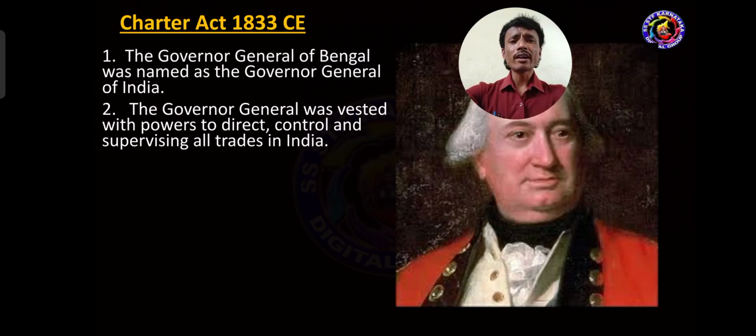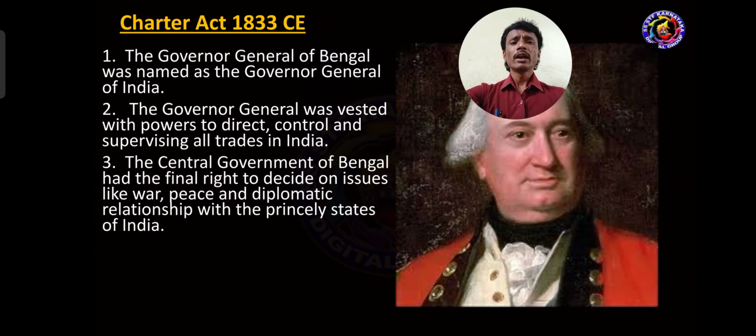It means to direct in the right way and control them, supervising all the trades of the Indian country, north, west, south, east. In all these parts, trade controlling power was under the control of the Governor General under the Charter Act of 1833. And here mainly Bengal became the authority of the central government. Here, on all issues, the central government of Bengal had the final right to decide. Nowadays the central government is in Delhi, and at that time the central government was in Bengal.